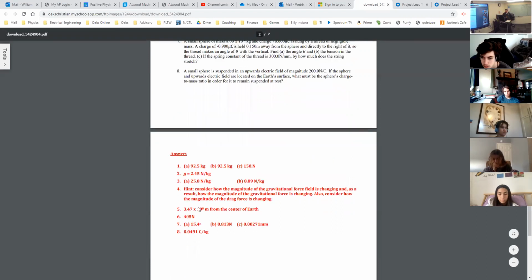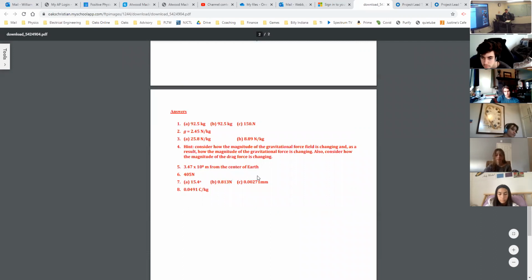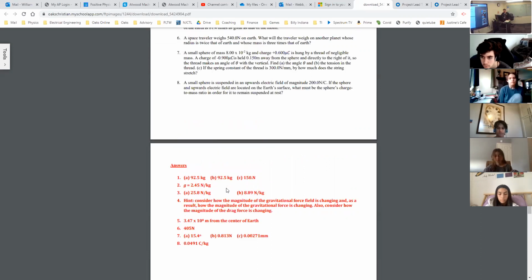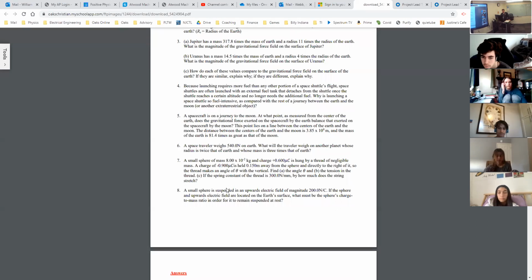All the answers are on the second page, so you can see if you're on the right track. I forgot to double check and see if they all have the correct sig figs, but at least you'll know numerically if you're on the right track. So that's what that worksheet looks like.